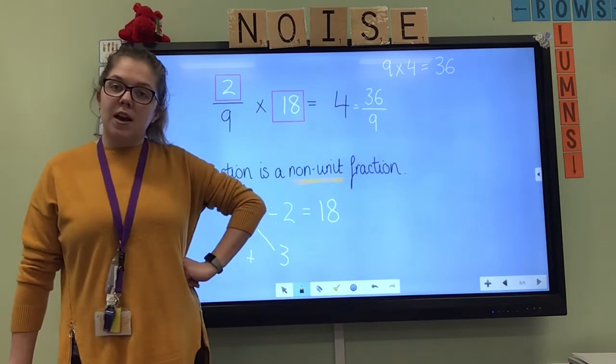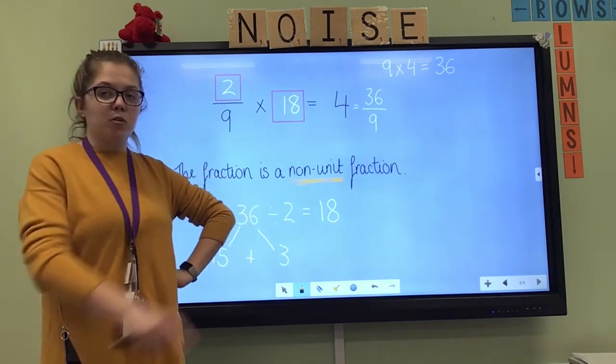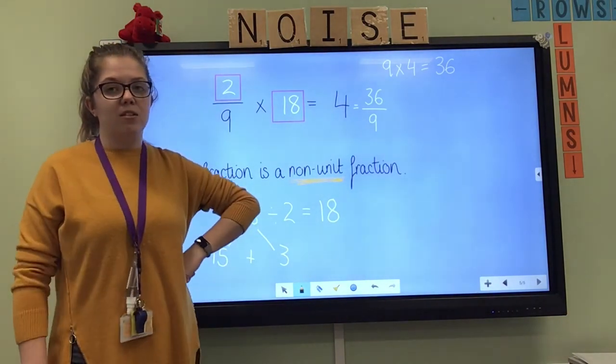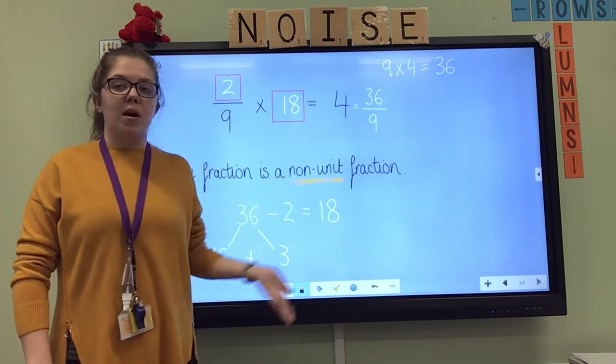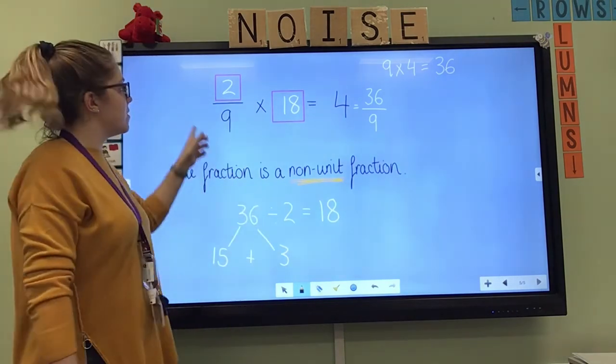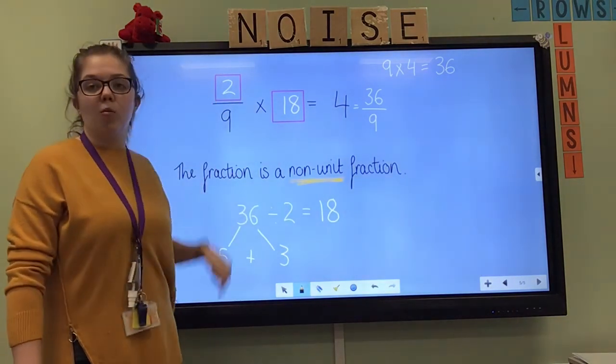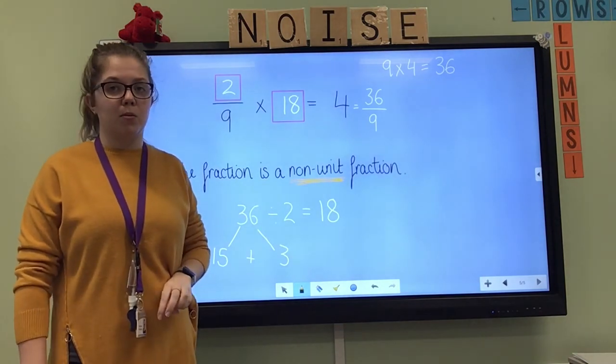Your worksheet today is lots of practice with multiplying non-unit fractions by integers. Exactly the same method as we were doing last week. The only difference is you've got numbers greater than 1 as the numerator that you're multiplying by.